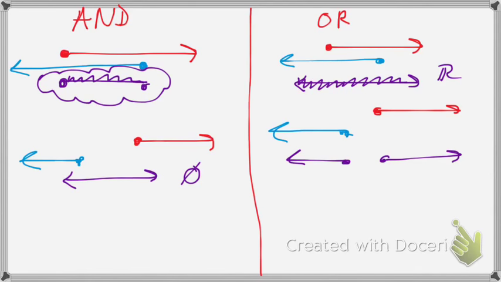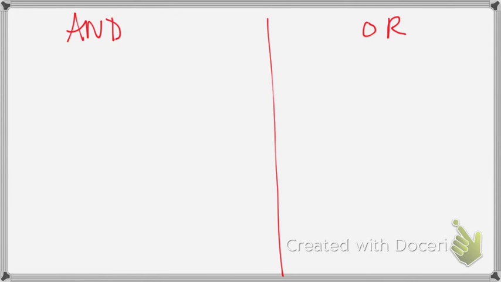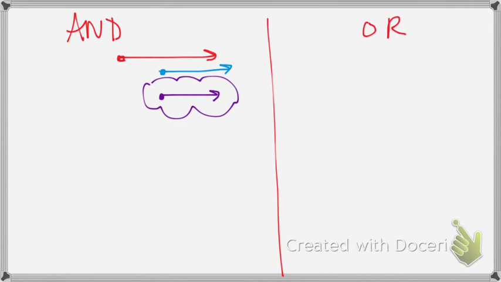Another thing that could happen is your rays could be going in the same direction. So let's try an example that might look like that. If your rays are going in the same direction, maybe they overlap, maybe they don't. So let's look at first if they do overlap. Then your AND question, where these two rays overlap, would be from here and over, and you would just get a single ray for your answer to your AND question.